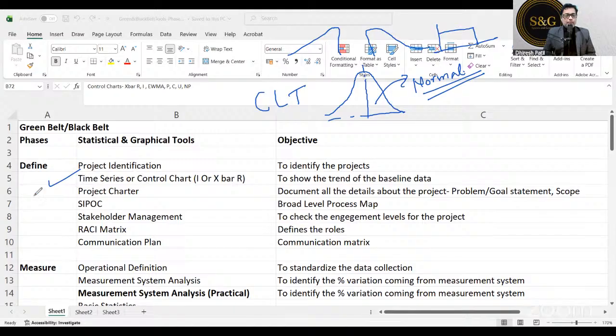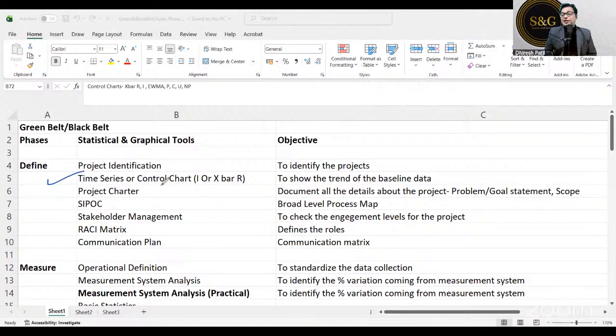So once you collect the data, then we make the time series plot. Time series plot is, for example, if I want to show the attrition. If I take monthly attrition, it will show the graph like this, where it is clearly evident that every month the attrition is increasing. Or average call handling time, or lead time, or delivery time, whatever it is. So you have to show it in the time series plot or the control plot.